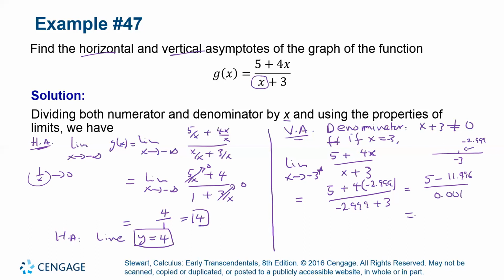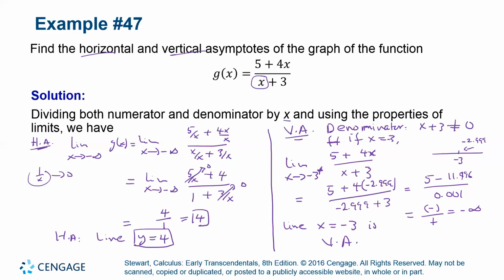If we simplify this, I'm looking for the sign, not the actual value. I know the numerator is negative and the denominator is positive. So this is undefined, because dividing by this tiny value gives a big value. It will be negative infinity. And therefore the line x equals negative 3 is a vertical asymptote.